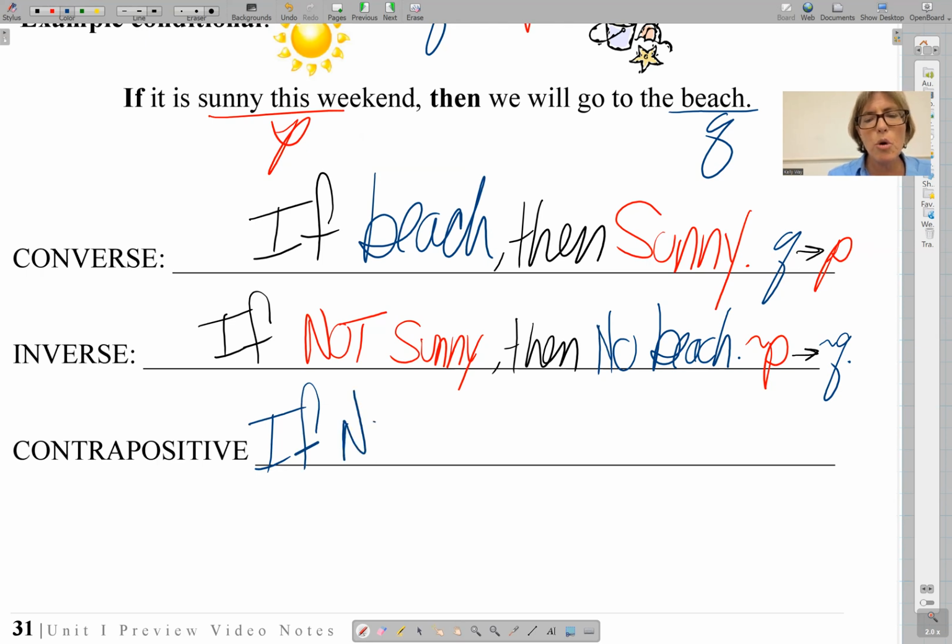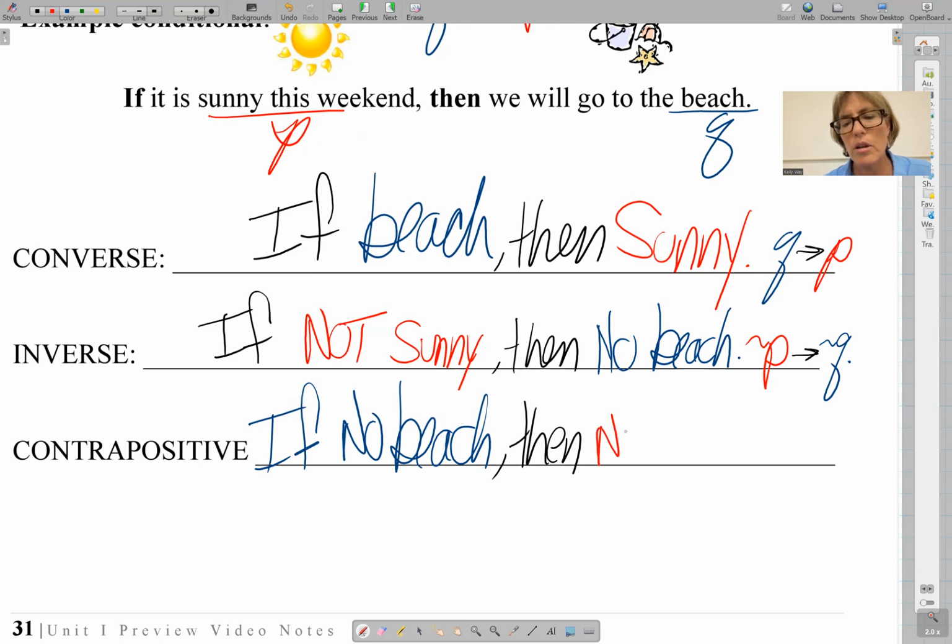If we do not go to the beach, then it is not sunny. That is the 3 different variations that you need to be familiar with of an original conditional. And there are mathematical things that we're going to do with this, but I'm giving you very simple examples.